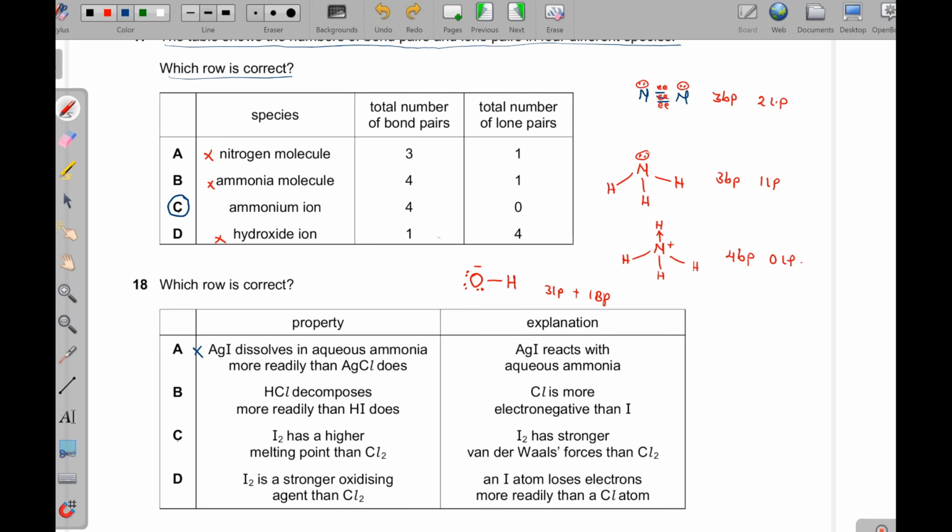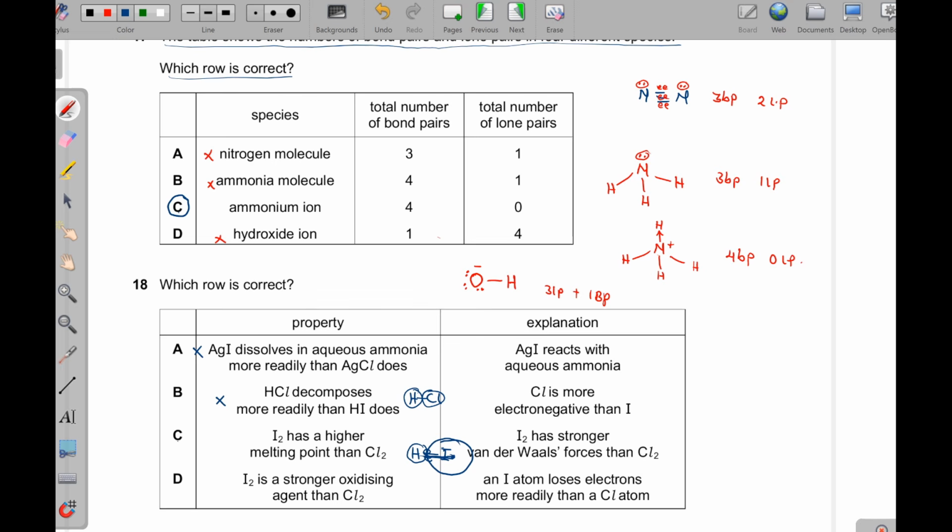Then we go to B. HCl decomposes more readily than hydrogen iodide. This one is also wrong because we know that bond energy decreases as you go down the group. Okay, why? Because this one is a shorter bond compared to this one for iodine. Because iodine is very big in size. Of course, hydrogen is very small, so this is small and small. So the nucleus is far away from this bond pair here. Okay, for iodine. So the nuclear attraction for these electrons is weaker.